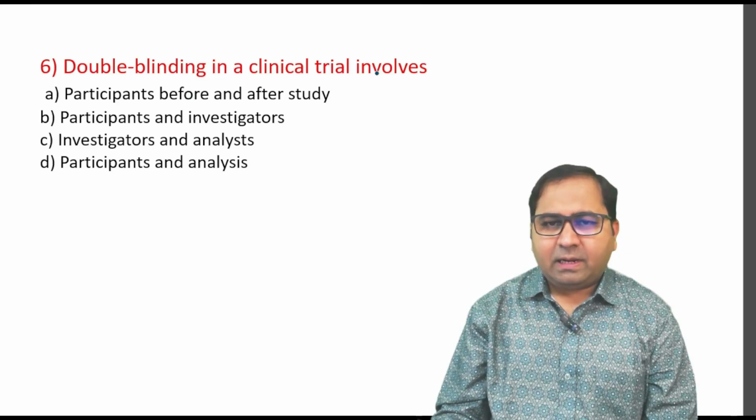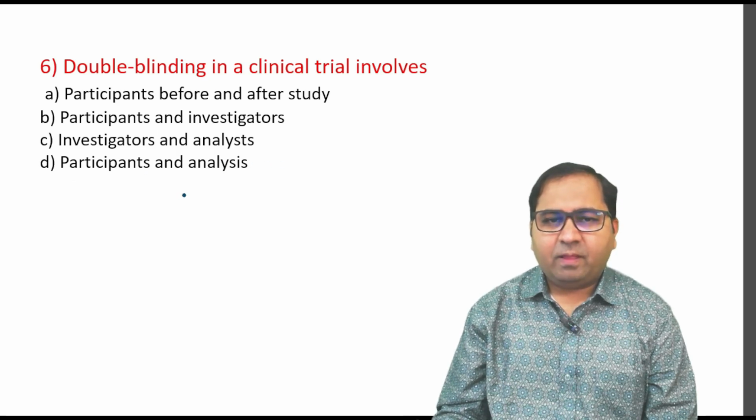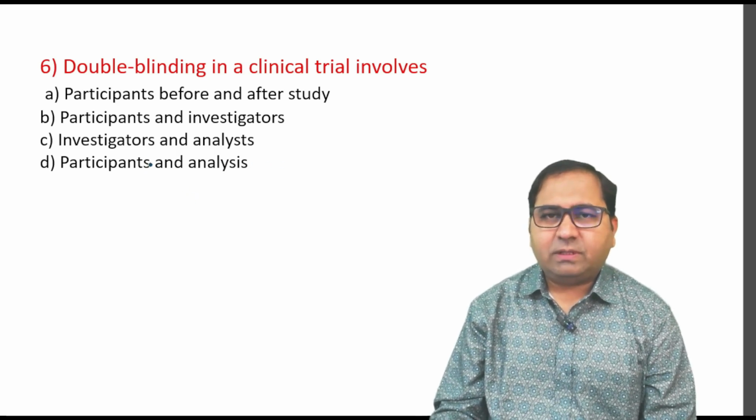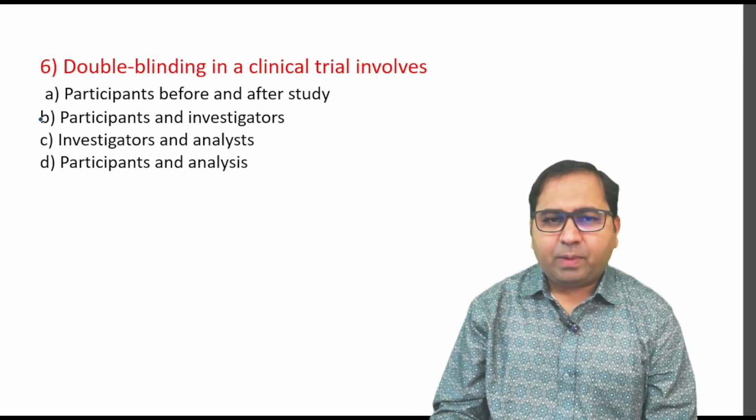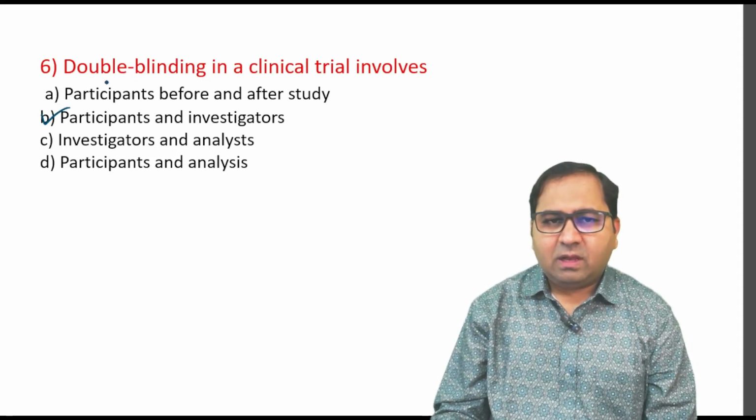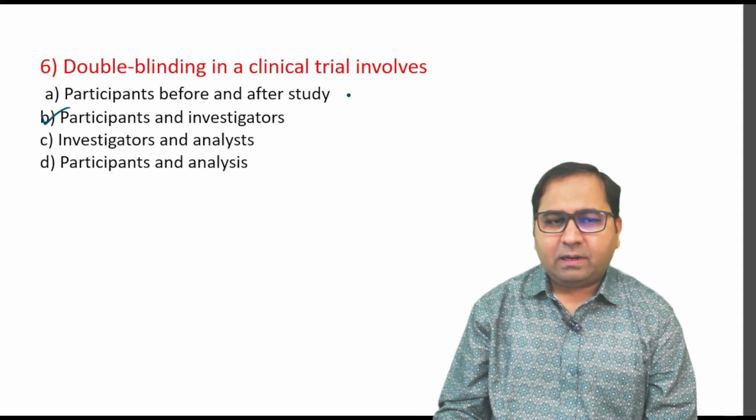Let us see the next question. Double blinding in a clinical trial involves what? The options are A. Participants before and after the study. B. Participants and the investigators. C. Investigators and analysts. Or D. Participants and analysts. So what is the answer for this question? The answer is both participants and investigators are called as double blinding in a clinical trial.